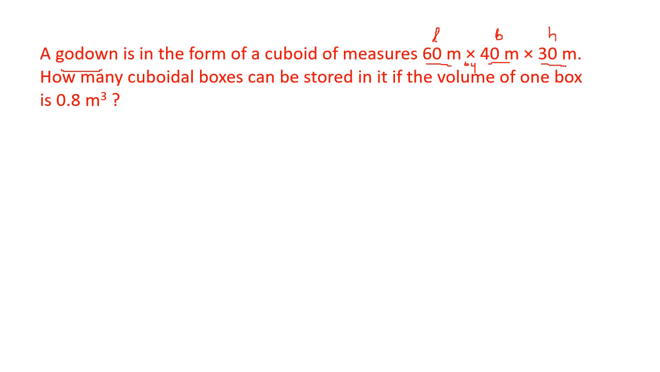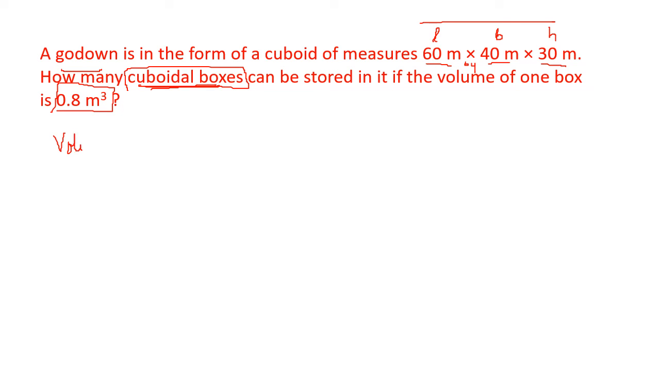Now in this huge godown, cuboidal boxes are fit inside. So we are given the dimensions of the godown. Are we given the dimensions of the cuboidal boxes? Let us see. How many cuboidal boxes can be stored in it if the volume of one box is 0.8 meter cube? Now we are not given the dimensions of the cuboidal boxes. We are directly given the volume.